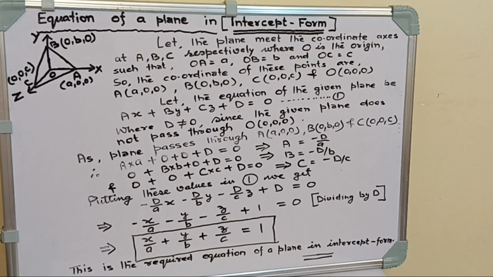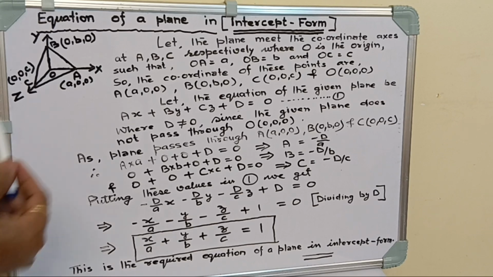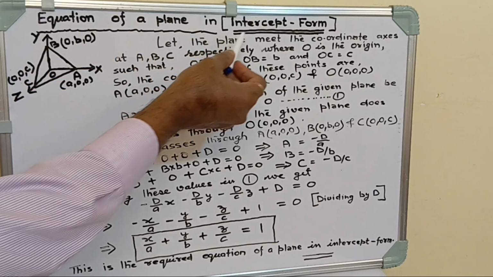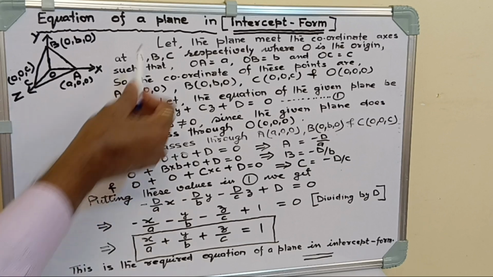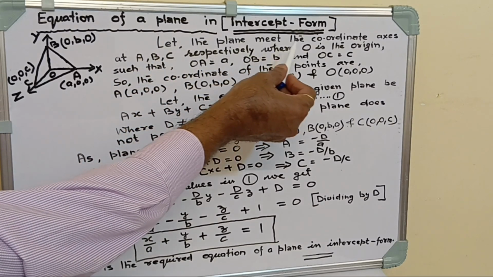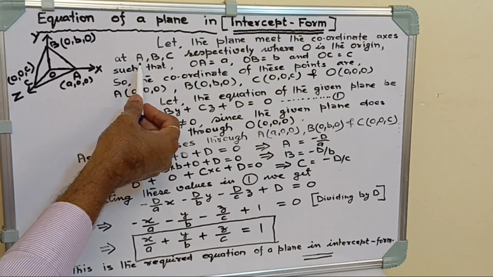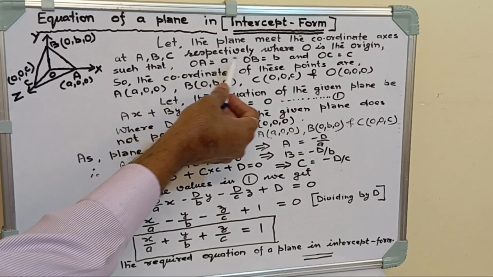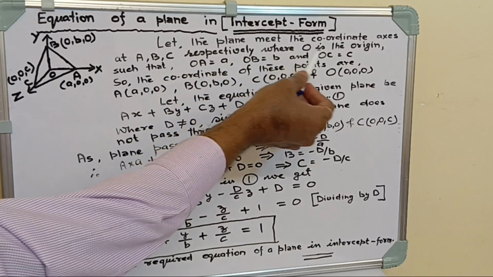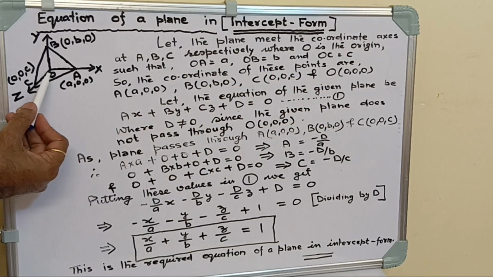Good morning. Today, equation of plane in intercept form. So let the plane meet the coordinate axis at A, B, C respectively, where O is the origin.